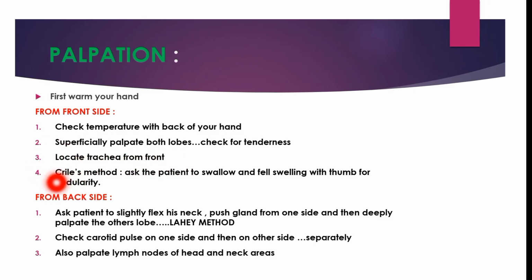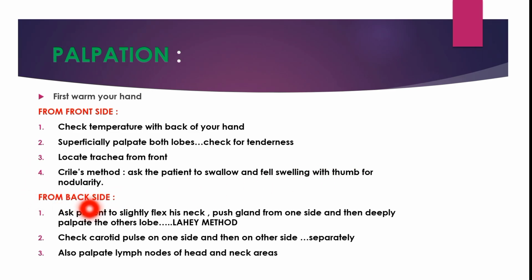Then there is a method known as Crile's method. In Crile's method, we ask the patient to swallow and we feel the swelling with the thumb to look for any nodularity. Then from the back side, we ask the patient to slightly flex his neck and push the gland from one side with one hand and deeply palpate the other lobe, and repeat it for the other side as well. This method of palpating the thyroid from the back side is known as Lahey's method.